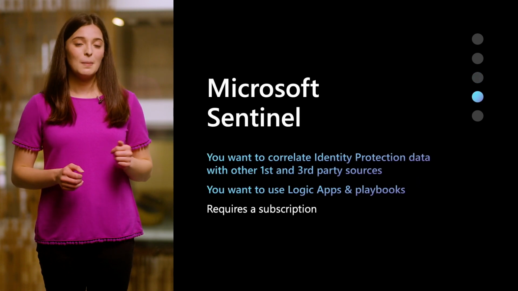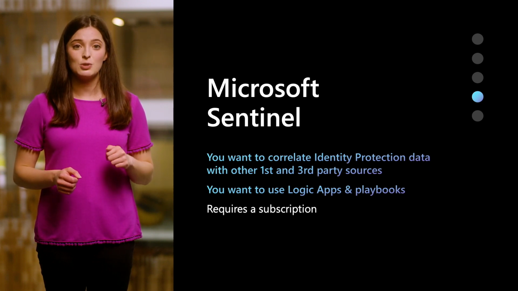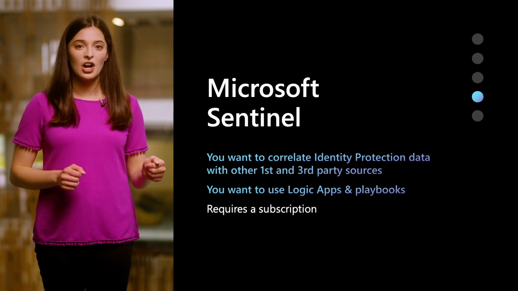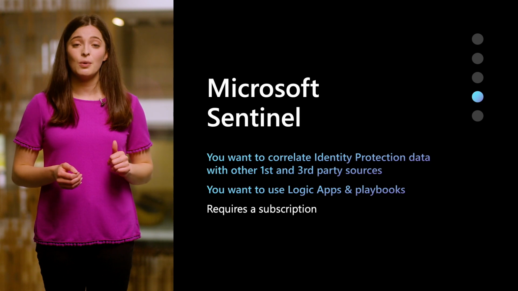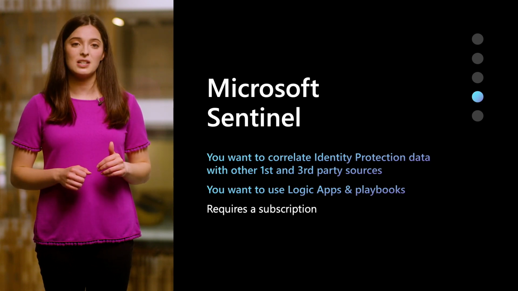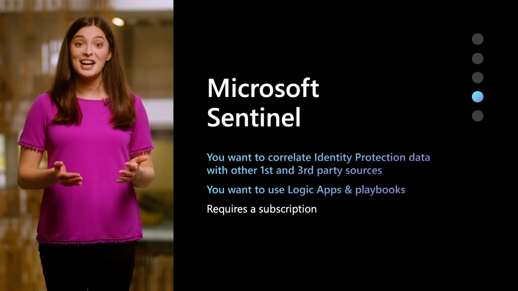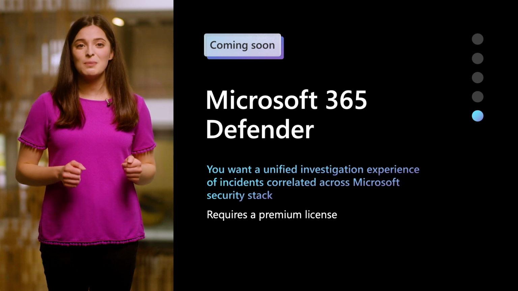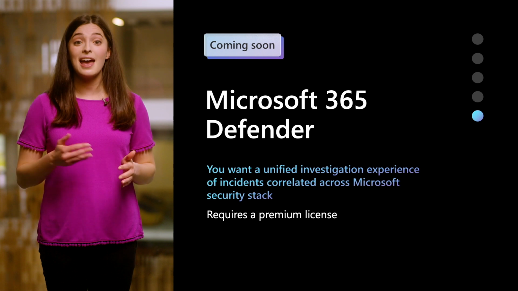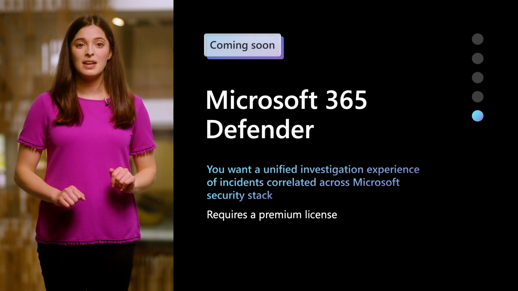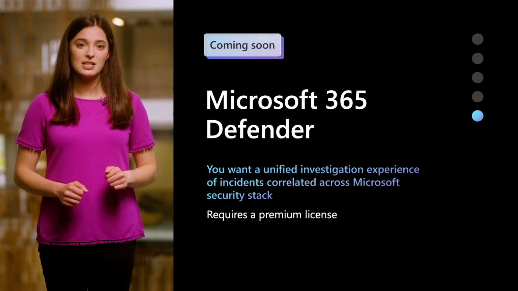Microsoft Sentinel is a scalable, cloud-native security information and event management and security orchestration, automation, and response solution. You can combine the identity protection data with other first and third-party data sources for analytics, workbooks, investigations, and hunting. Finally, we will soon be releasing identity protection integrated into Microsoft 365 Defender, a unified pre- and post-breach enterprise defense suite that natively coordinates detection, prevention, investigation, and response.